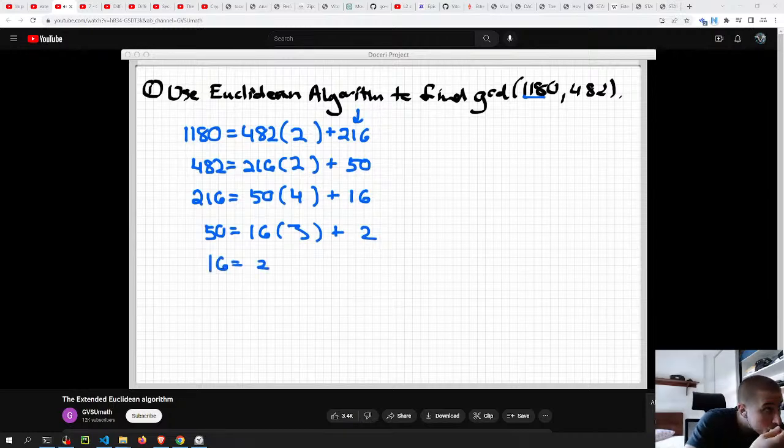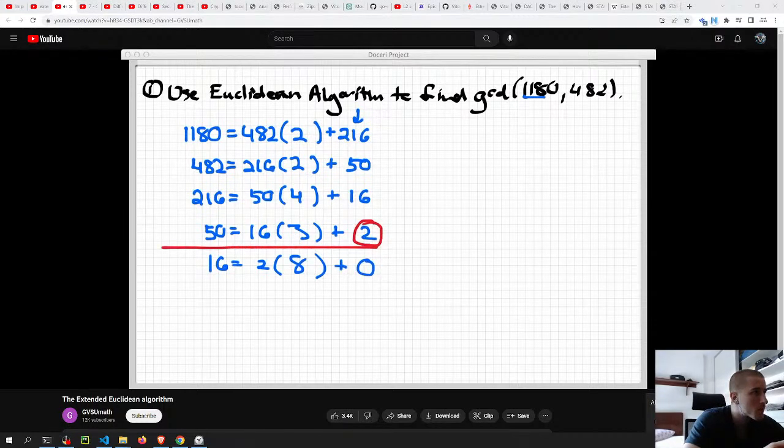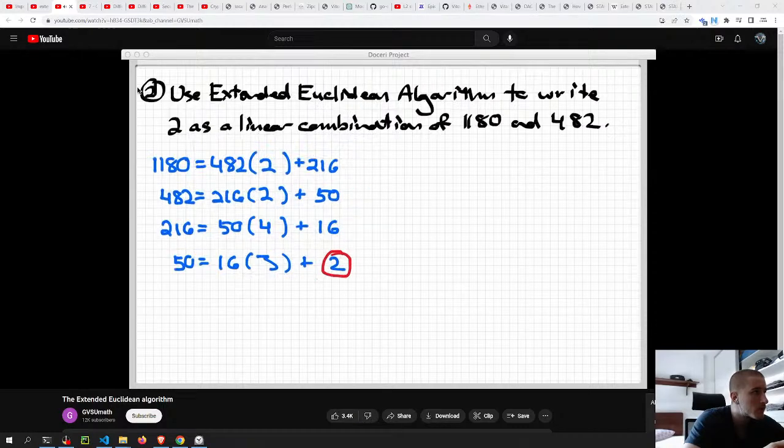Shift again and see if I can divide 16 by 2, which of course I know how to do. That's 8 with a remainder of 0. The Euclidean algorithm would say stop here and look at that last non-zero remainder. That's the GCD. So these two numbers have a GCD of 2. So what we're going to do now is use the extended Euclidean algorithm to write 2, that GCD circled in red there, as a linear combination of 1180 and 482.